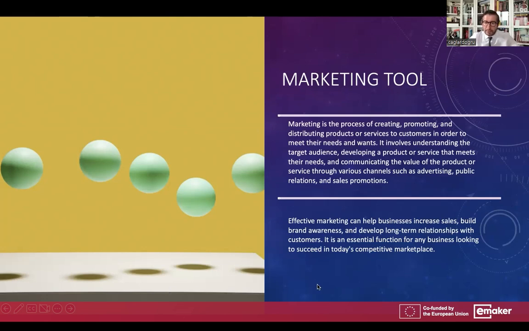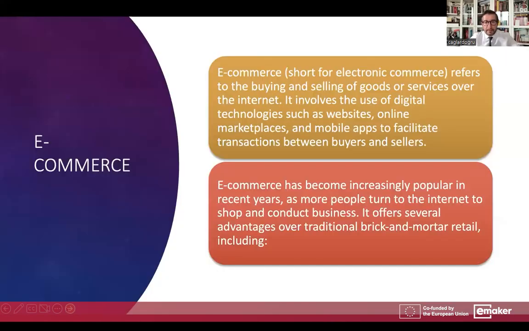But of course, it's enjoyable, but effective marketing is the key point to increase sales. And in our case, effective marketing is a vital point to reach our target audience. As a digital social entrepreneur, we should build our marketing efforts on electronic commerce, or e-commerce. In e-commerce, there is the buying and selling of goods or services over the internet. E-commerce involves the use of digital technologies, for example, websites, online marketplaces, and mobile apps to facilitate transactions between buyers and sellers.